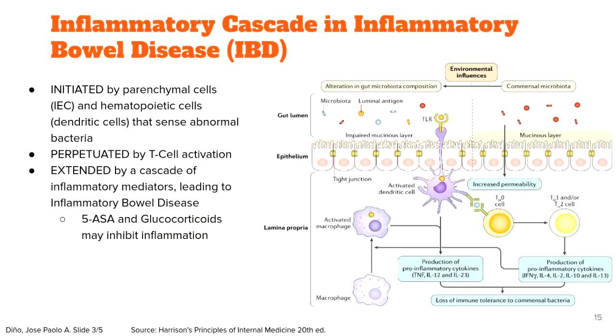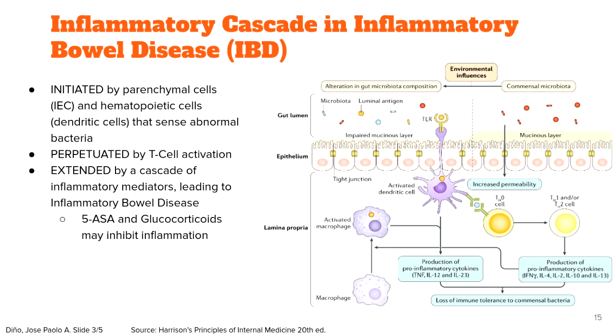Okay. So I'll just go through this quickly. The inflammatory cascade in inflammatory bowel disease is initiated by the parenchymal cells or the intraepithelial cells or the IECs, as well as the hematopoietic cells, specifically the dendritic cells that sense abnormal bacteria. In the diagram, you'll see this purple dendritic cell in the middle, as well as the epithelium containing the IECs. These are the ones that initiate the inflammatory cascade.